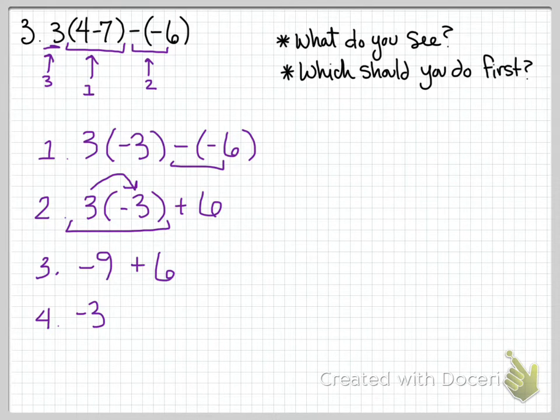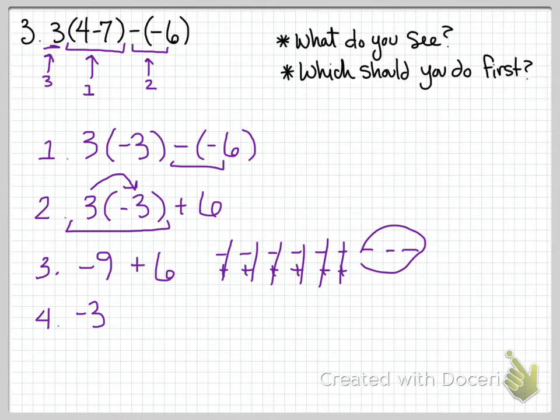Again, if you wanted to draw that out, it's 9 negatives and 6 positives. Cancel, cancel, cancel, cancel, cancel, cancel, leaving us with 3 negatives, which is our answer.